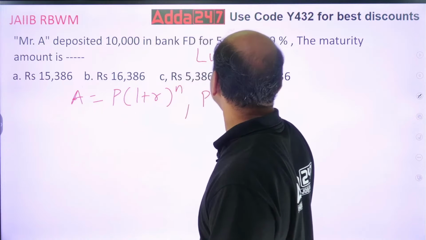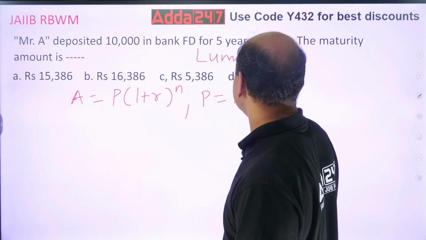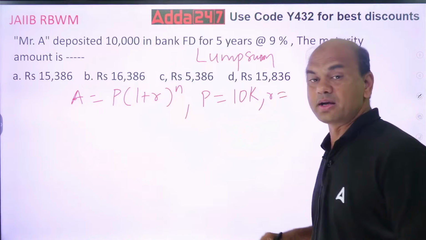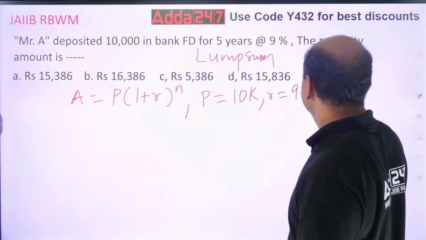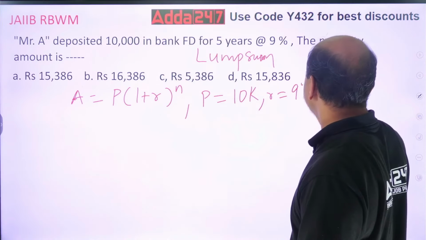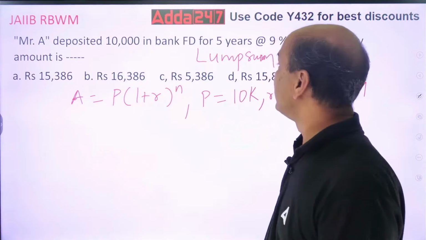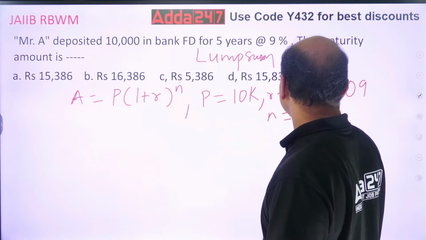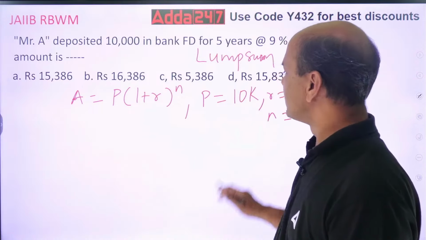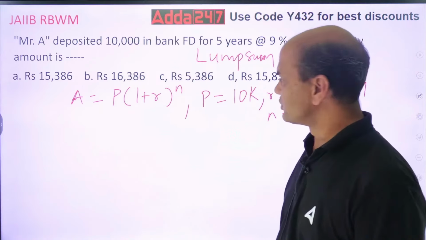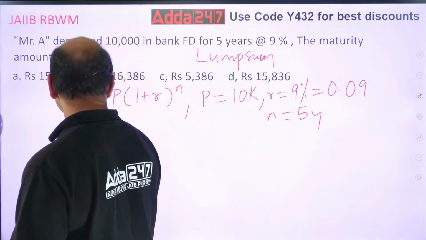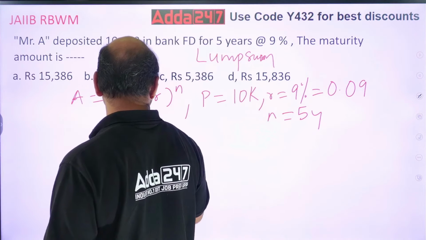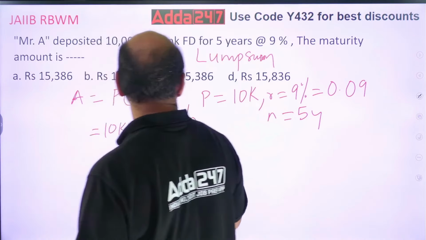So in our case, P equals 10,000. R equals 9%. Make it in terms of 100, remove the percentage: 9% is equal to 0.09, divided by 100. N is given as 5 years. So now you have everything. Just put the values. A equals 10,000 into 1 plus 0.09 raised to N, where N is 5.